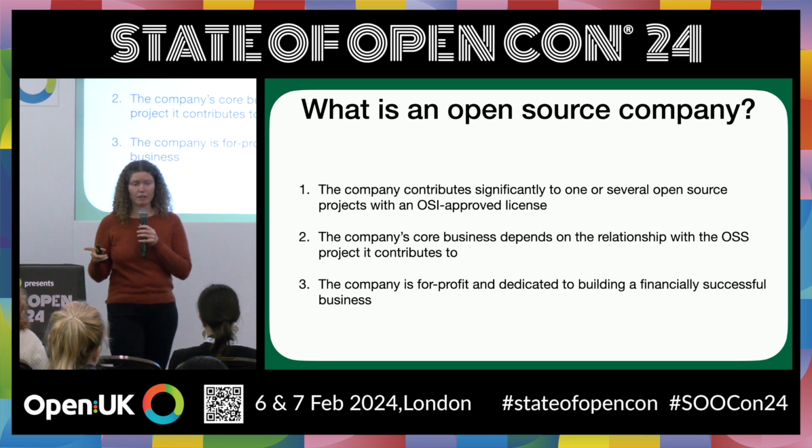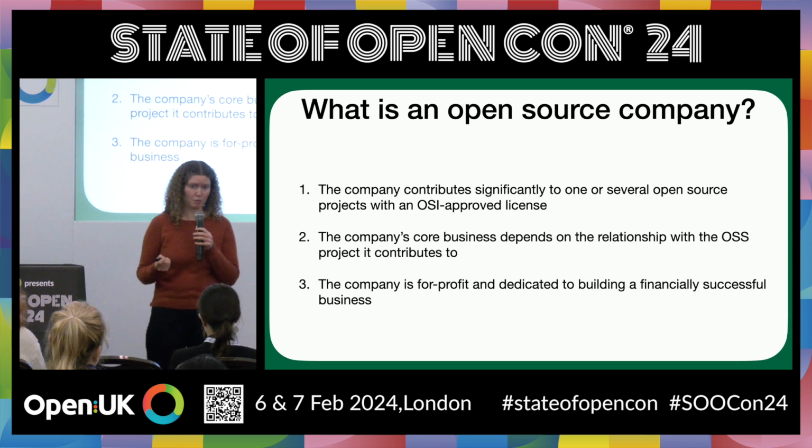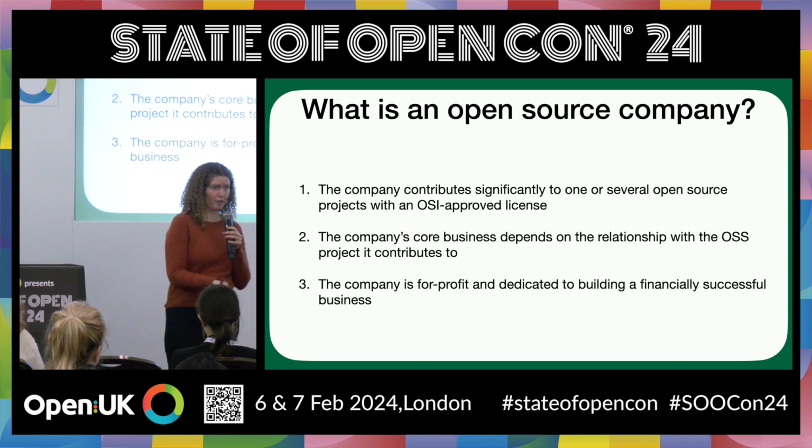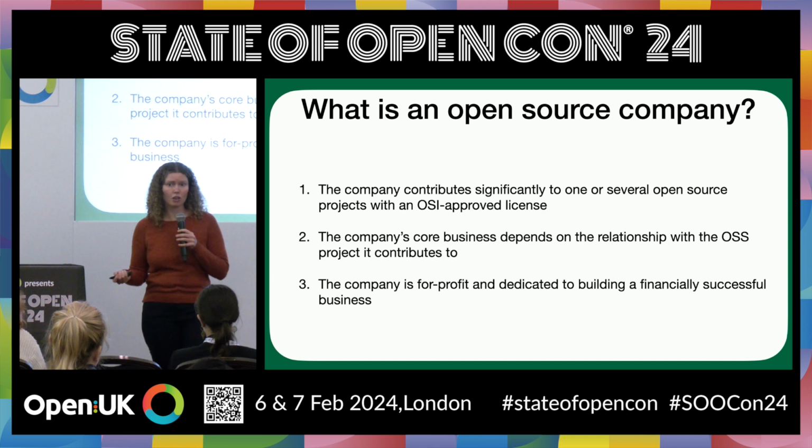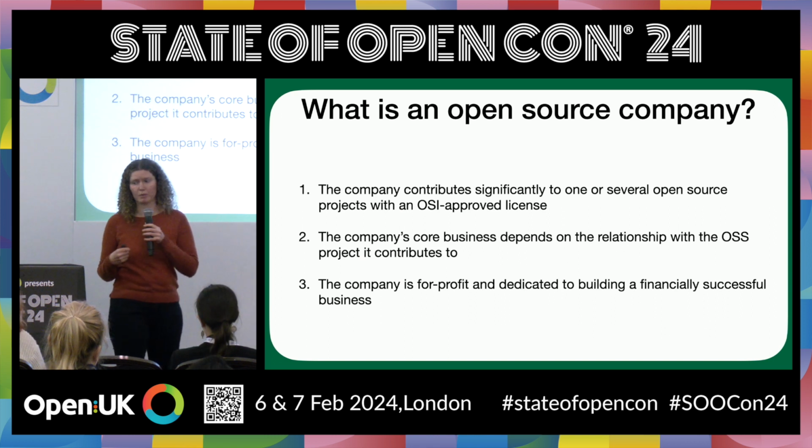The second one is that the business is fundamentally dependent on this open source project, on the relationship with this open source project. So if the open source project goes away, the business is either really fundamentally altered or it can't exist anymore. It's extremely fundamental to the company.